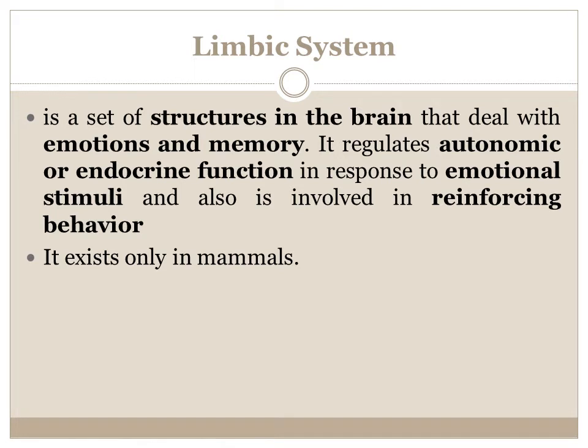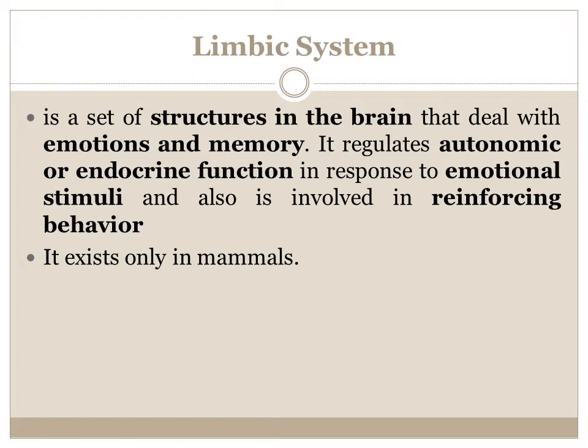Alright, so before we go to the next part of the topics, let's first define the limbic system. The limbic system is a set of structures in the brain that deal with emotions and memory. It regulates autonomic or endocrine function in response to emotional stimuli and also is involved in reinforcing behavior. As you can see here, the limbic system is a structure in the brain and its function focuses only on emotions and memory.